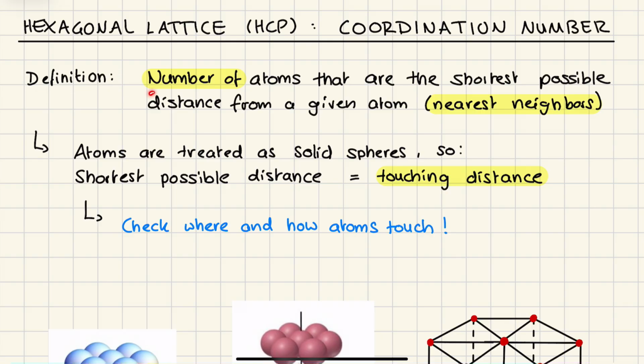The coordination number is the number of atoms that are the shortest possible distance from a given atom. So if you look at one particular atom inside of a lattice, the number of nearest neighbors it has is the coordination number of that lattice. We also need to keep in mind that atoms are treated as solid spheres in this model, and the shortest possible distance between two solid spheres is obviously touching distance. So asking how many nearest neighbors an atom has is pretty much the same thing as asking how many atoms it touches. So in order to find the coordination number, we need to check where and how atoms touch.